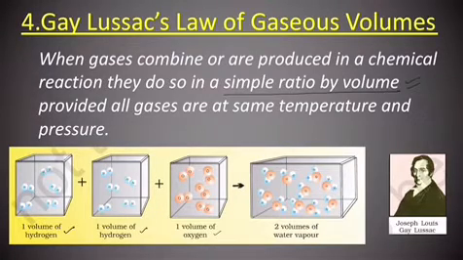Now we take another example. If we take 100 ml of hydrogen and combine it with 50 ml of oxygen, how much water vapor will be produced? Exactly, 100 ml of water vapor will be produced because the total molecules will be equal to the 100 ml of hydrogen.